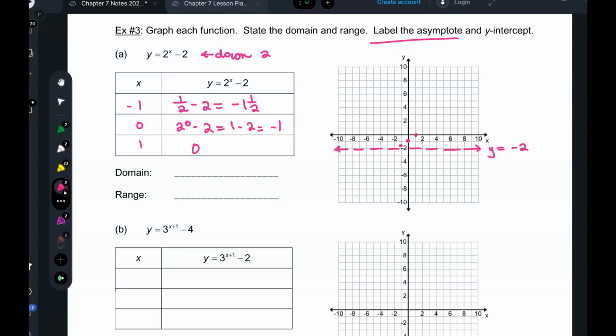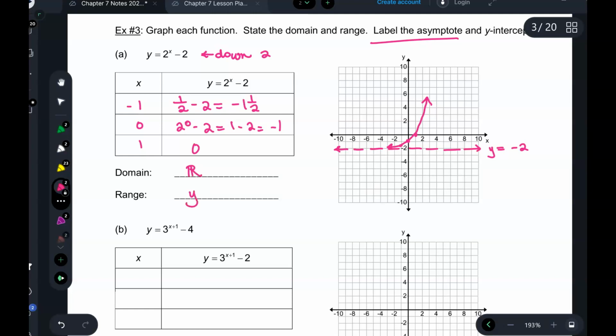Now we can draw it. Is it fine if I say k equals -2 instead of y? No, say y, because it has to be the equation of a line. K is just a variable that we use to represent that. What's the domain? All reals, and the range, y is greater than -2.